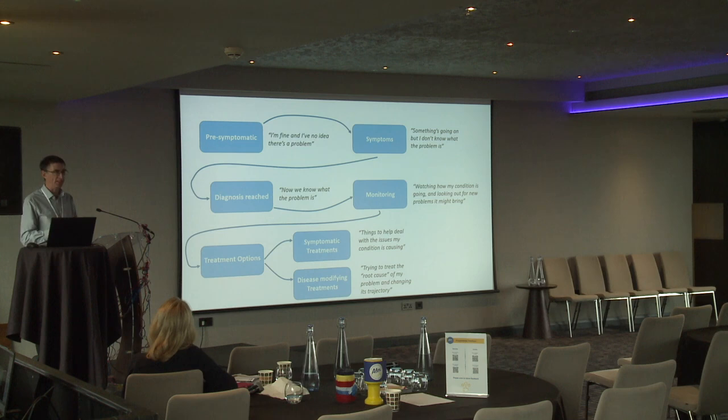Now we know what the problem is, and then we move into a phase of monitoring, which is watching how the condition is going, looking out for new problems, things that Alice has been talking about, the different things that might emerge. And when those problems emerge, then we think about what the treatment options are. Are there symptomatic treatments, things that we can do to help with the issues that the condition is causing, and also specific treatments, the disease-modifying treatments that are trying to get to the root cause of the condition to change the trajectory. Now, this pathway is slightly different if we make a diagnosis before you've developed any symptoms, and we'll look at the different routes into diagnosis.